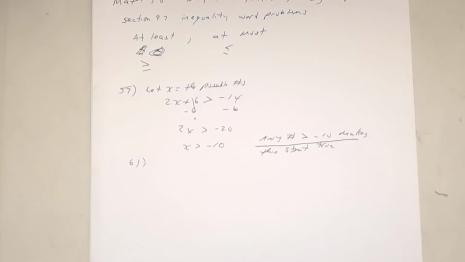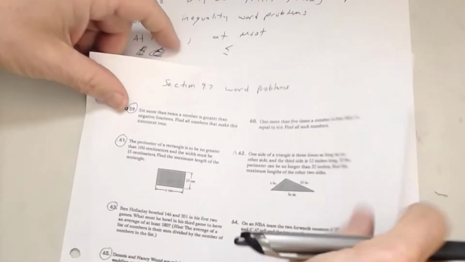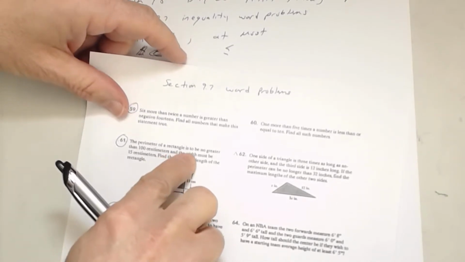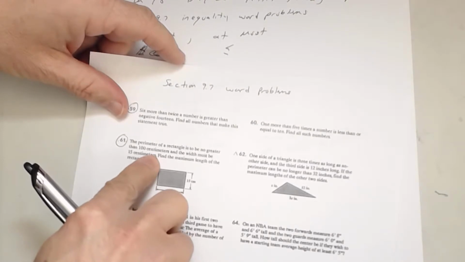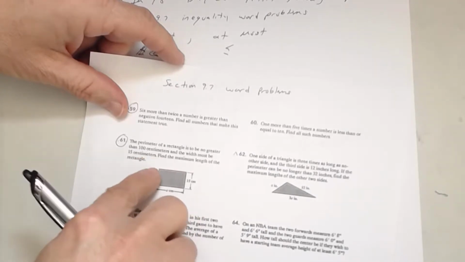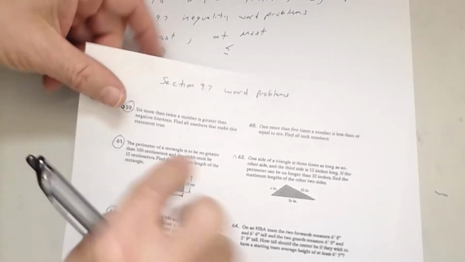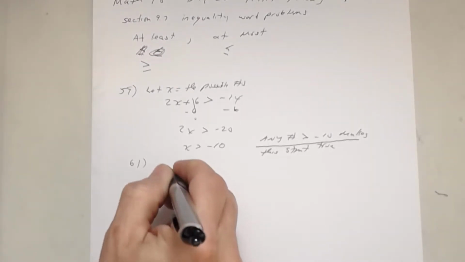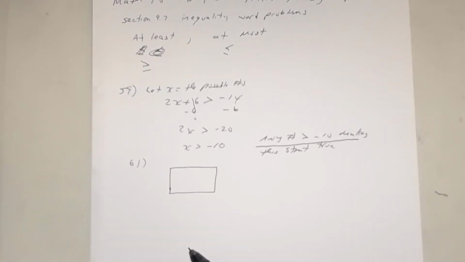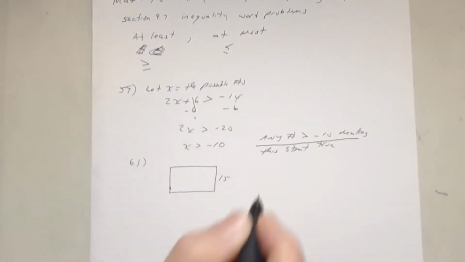All right, so the perimeter of a rectangle is to be no greater than 100 centimeters. And the width must be 15 centimeters. And you will find the maximum length of the rectangle. All right, so if you look at this rectangle, you are told in this problem that the width must be how many centimeters? 15. No. You got to read the problem. The width must be what? 15. That's what you're told.